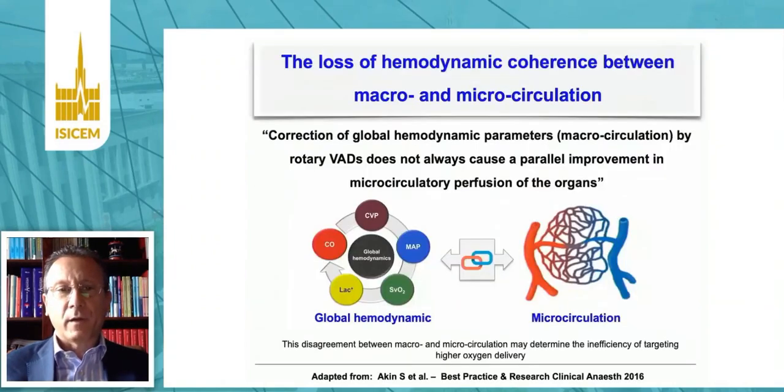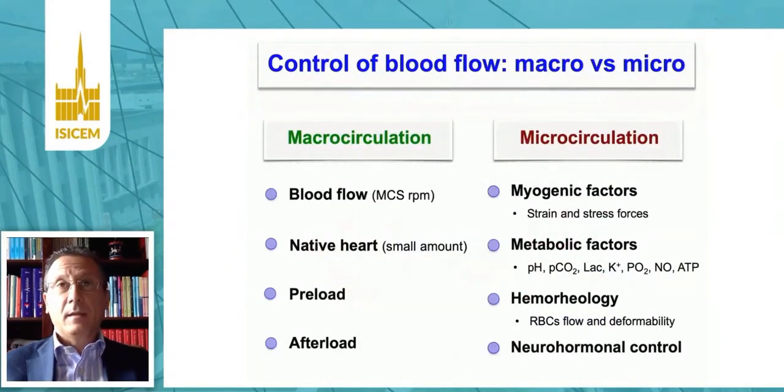The correction of global hemodynamic parameters by rotary VADs does not always cause a parallel improvement in microcirculatory perfusion of the organs. This is due to the loss of hemodynamic coherence between macro and microcirculation. And this disagreement between macro and microcirculation may determine the inefficiency of targeting higher oxygen delivery. This is due to the fact that macro and microcirculation are under different controls.